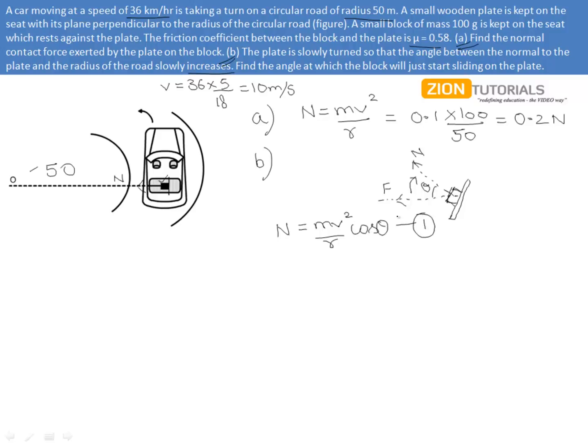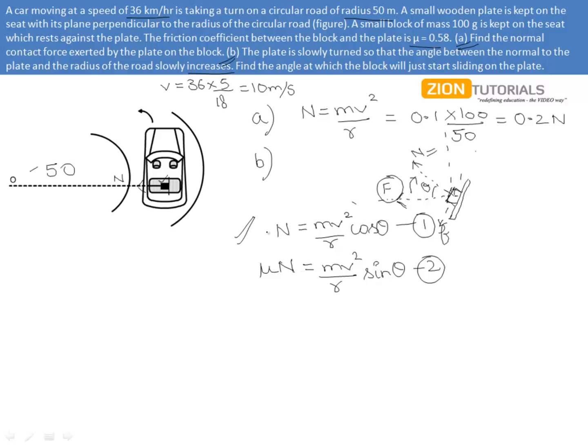Marking it as equation number 1, we can have second equation as the frictional force which will be acting along this line equals to mv square by r sin theta. That is equation number 2. So we can have the normal reaction being this and the friction being this.